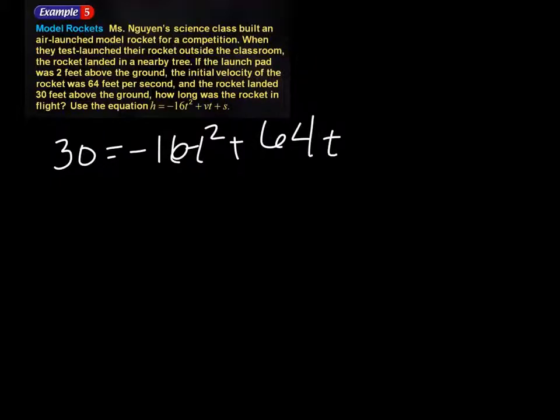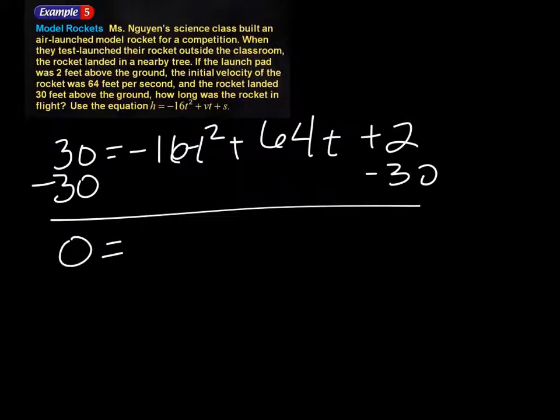Well, unfortunately, the height the rocket got stuck at was 30 feet above the ground. We have negative 16t squared plus the initial velocity they said was 64. And the initial height it was launched from was 2. So first we're going to subtract 30 from both sides of the equation. And we've got 0 equals negative 16t squared plus 64t minus 28.